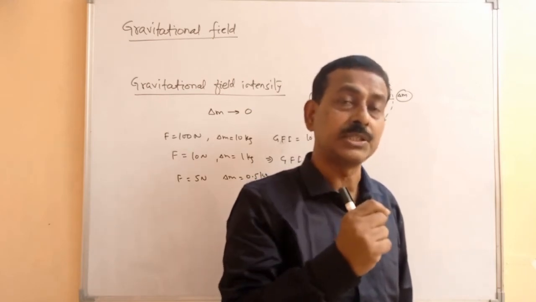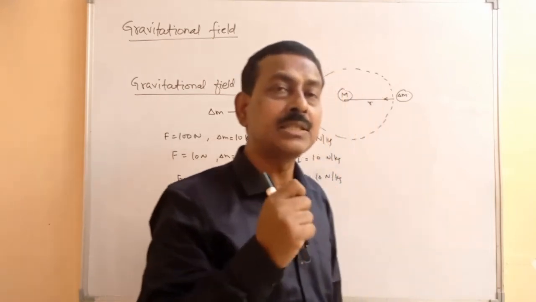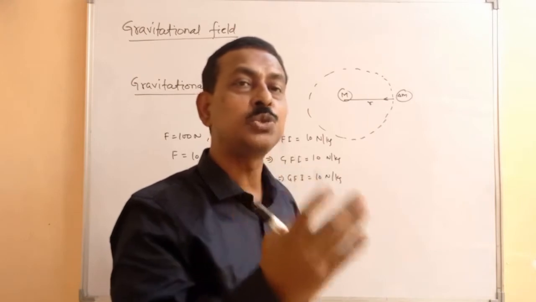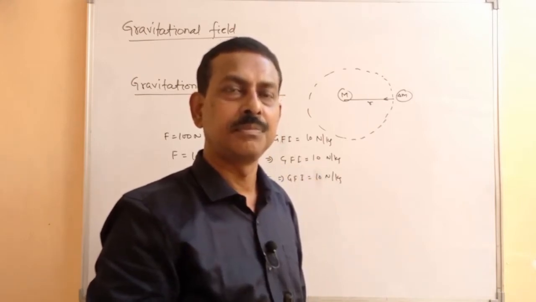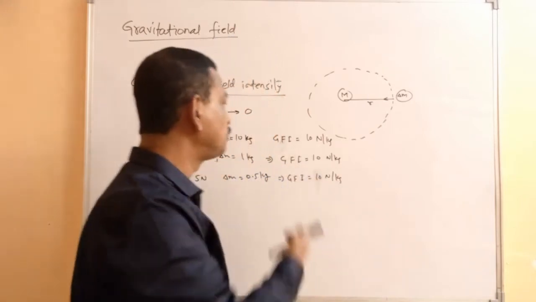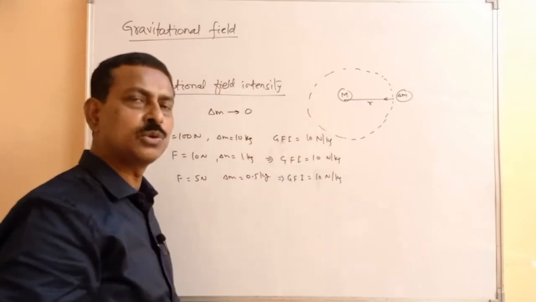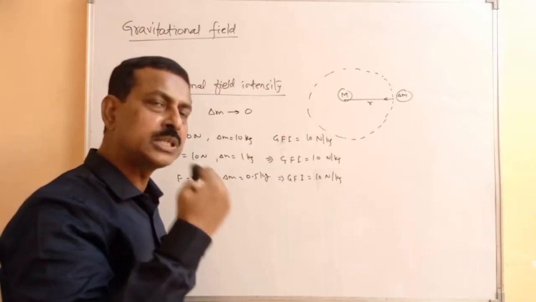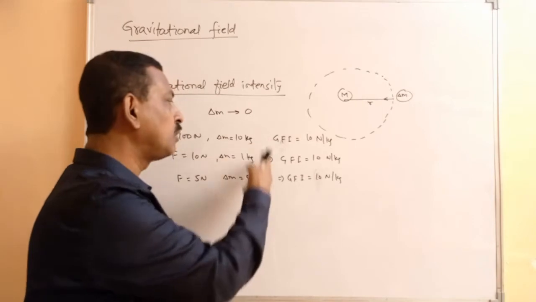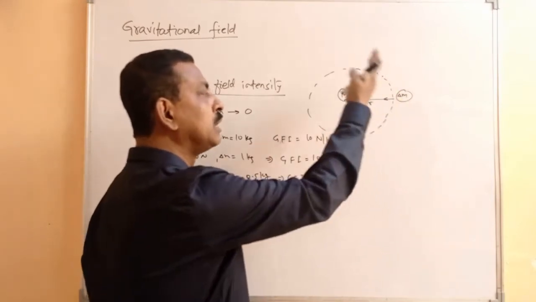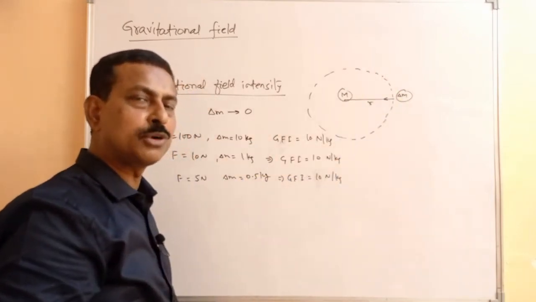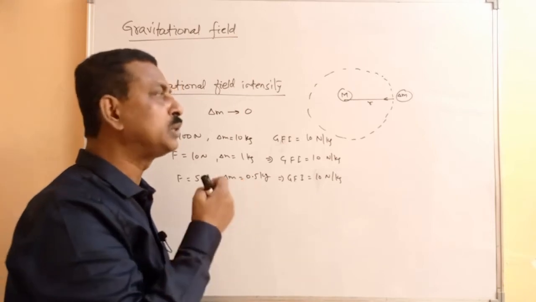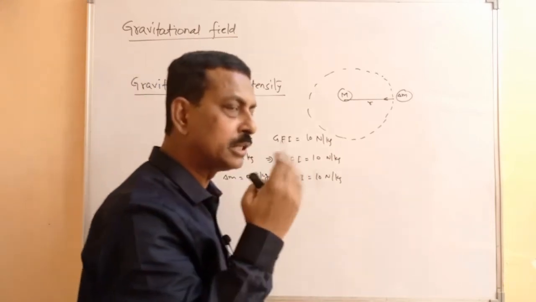So if it is such, why we should take this delta m tending to 0? Because for all cases, whatever mass you are taking there, force per unit test mass, if you consider, it will always be same. It will not depend upon what initial mass we have taken for the test mass there. So why we should take this delta m very, very small?